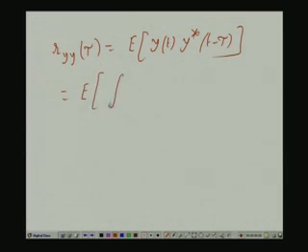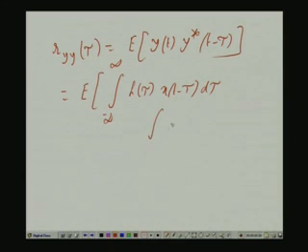E of the double integral, Y(t), h(tau) x(t minus tau) with respect to tau. Okay. And then h of tau prime x... sorry, tau is already used outside, so this cannot be tau.